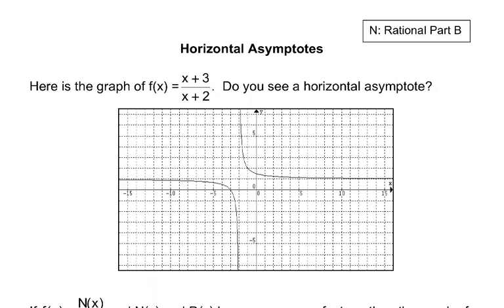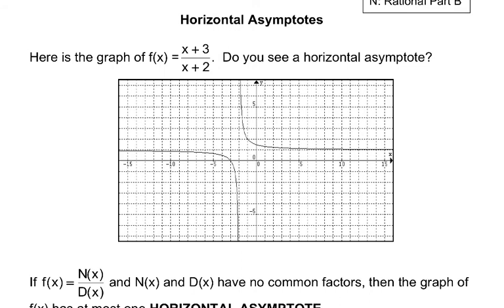So for our horizontal asymptotes, here's the same graph that we started with, the x plus 3 over x plus 2. So do we see a horizontal asymptote? Same thing as vertical, but horizontal. At y equals 1. Let's do this in purple. It doesn't really touch it. It just gets so close that it's hard to draw it getting closer. Does that make sense? Like it's just like the pixels of things.